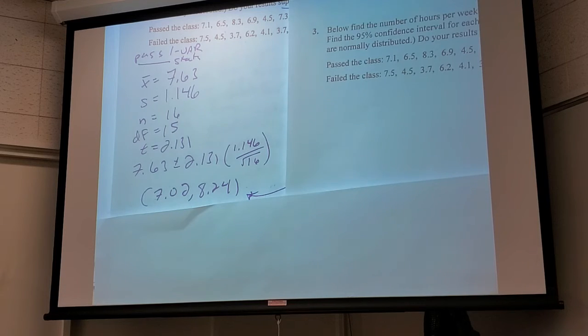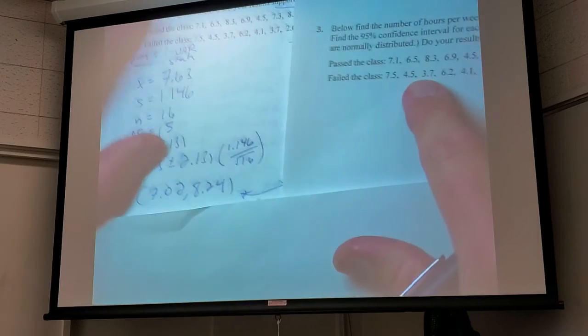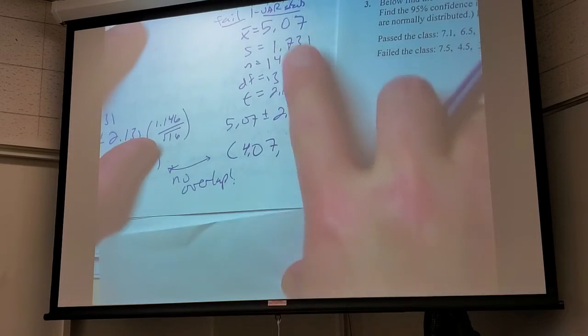So, incredibly enough, we would do all the same work to make the confidence interval for fail the class, right? So we would delete the stuff out of L1, we would put all the fail the class information in, and you should end up with this.